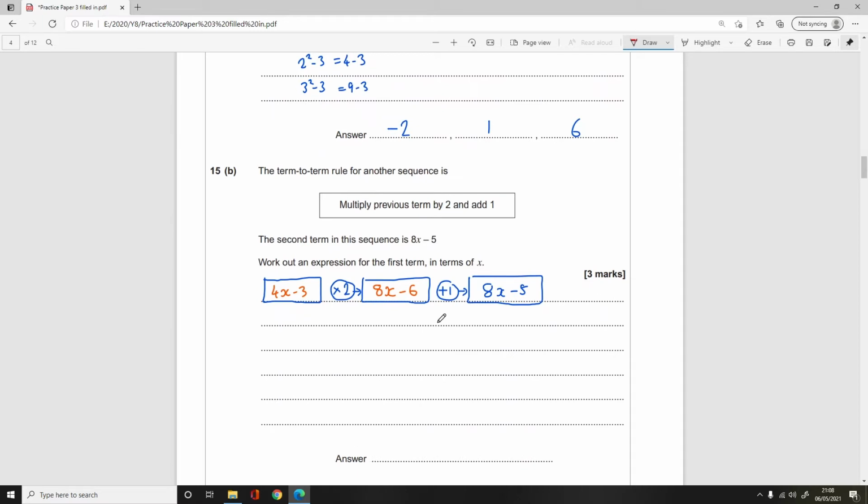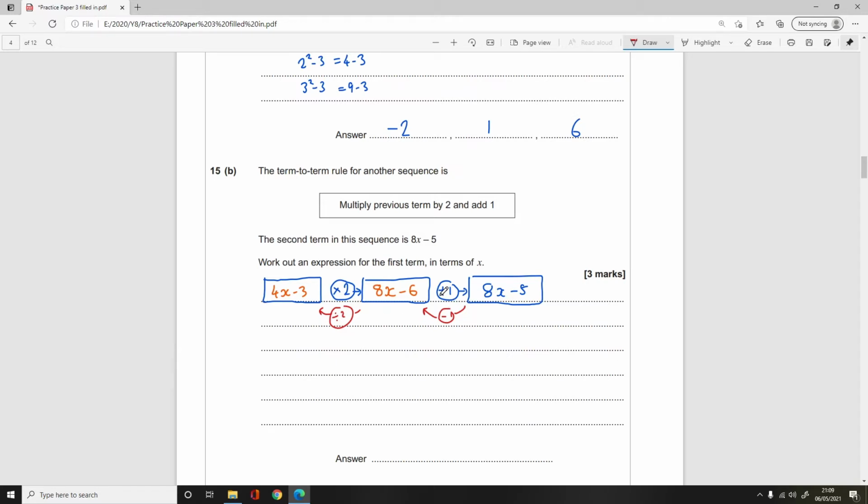For 15b, I kind of did this through a working backwards approach. We've got a term-to-term rule, so this is like how you get to the next one. So we started with a term, we times it by 2, we added 1, we ended up with 8x minus 5. So working backwards, I needed to take away 1 to get to 8x minus 6, and I needed to divide by 2 to get to 4x minus 3. So my first term is 4x minus 3.